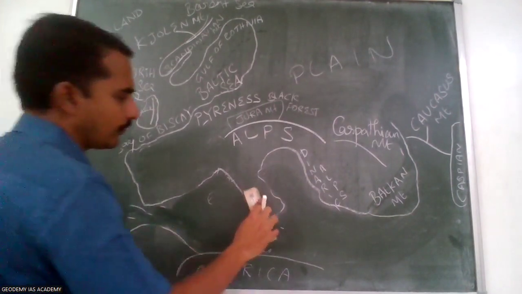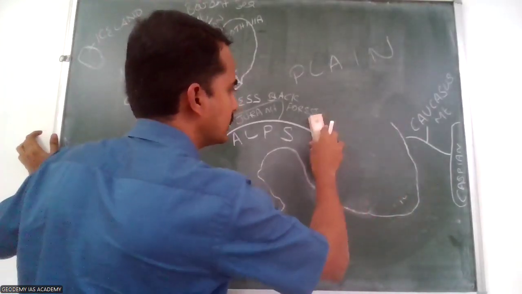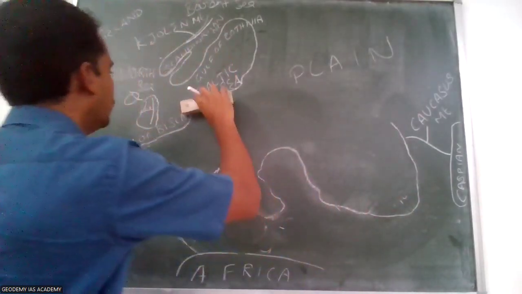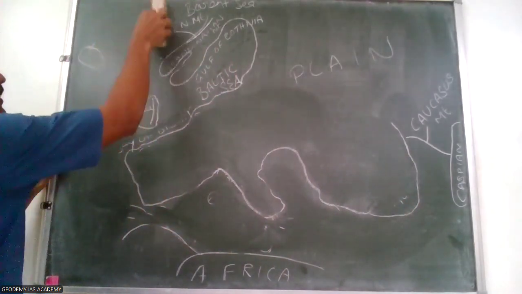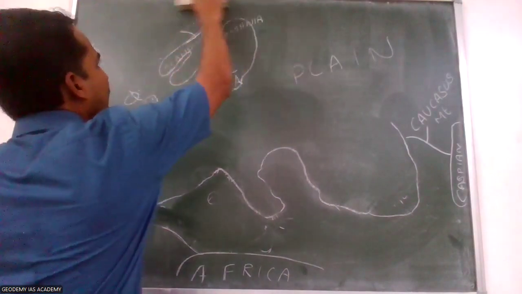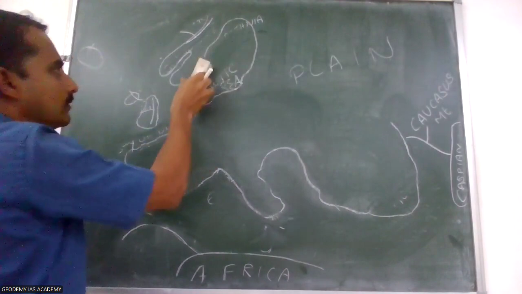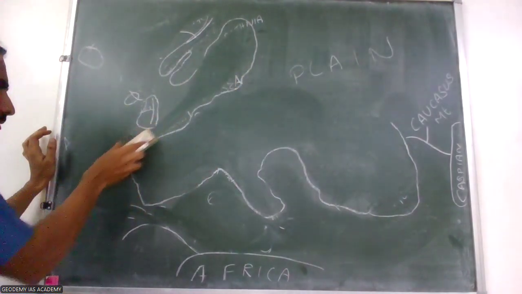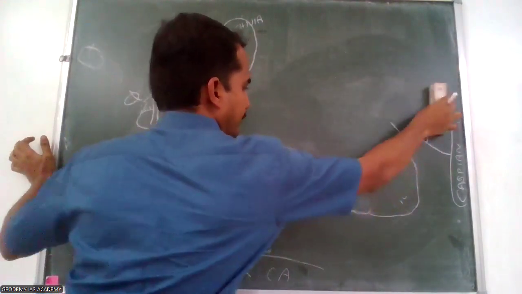Now, we should know the latitudinal locations of the continent. If you know the latitude, then you can guess the climate and vegetation pattern of the region very simply, right? So that's what we should know, the latitudinal boundary of the continent.